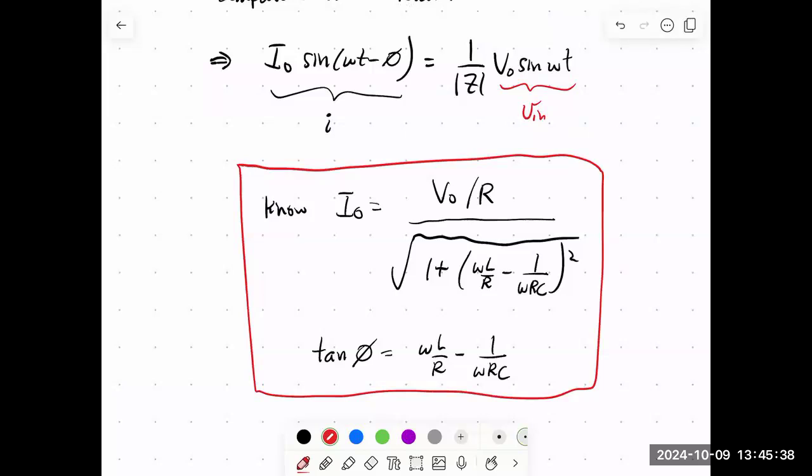What we'll do next time is show that this circuit represents a resonator. And so it's going to have a certain frequency at which the amplitude of the current is large. And then away from that frequency, the amplitude will get small.